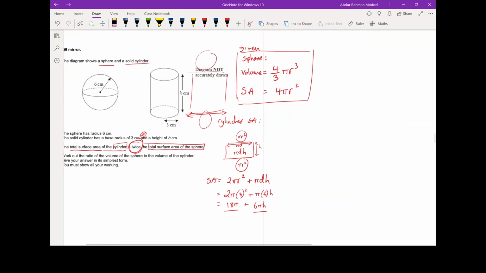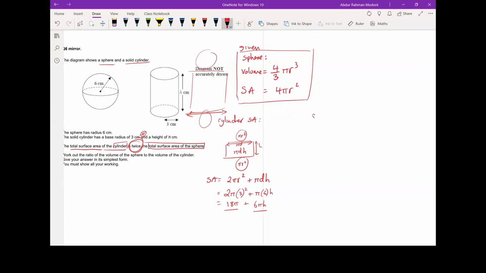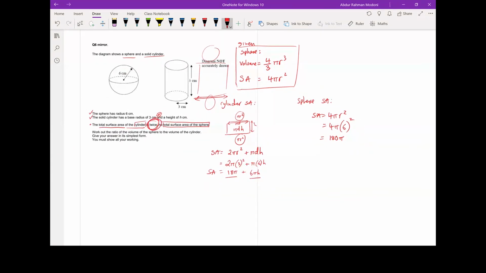Okay. We'll then go and focus on the sphere. So sphere surface area. Well, that's straightforward. There's a formula there. So its surface area is equal to 4 times pi r squared, which is 4 pi, radius is 6 for the sphere, 4 pi 6 squared. So we've got here 144 pi. Okay, so we've got the surface area of both my cylinder and my sphere. Now I'm going to use this bit of information here.